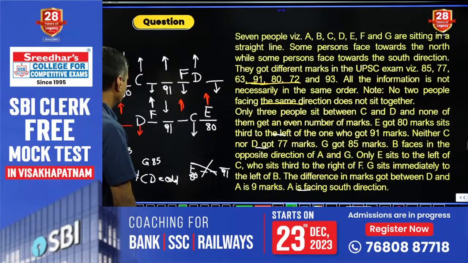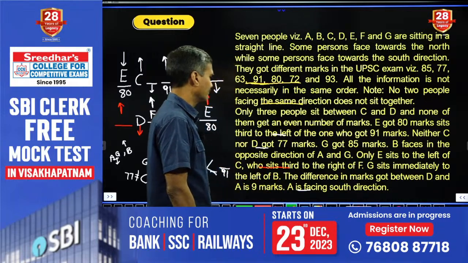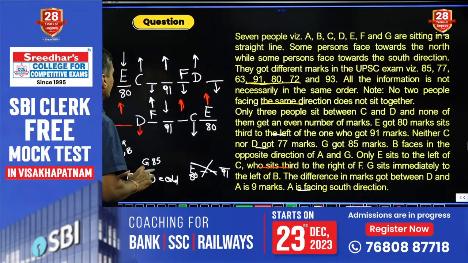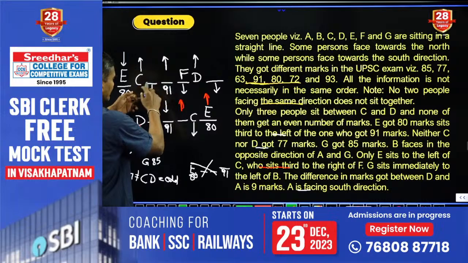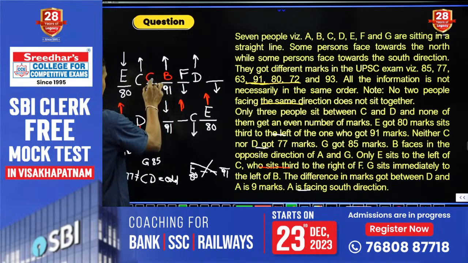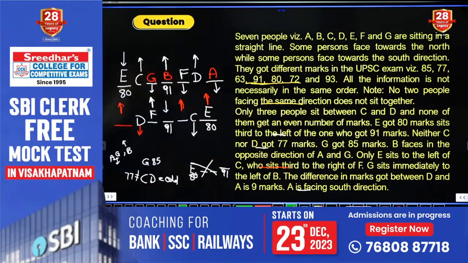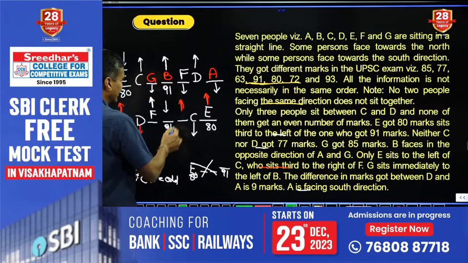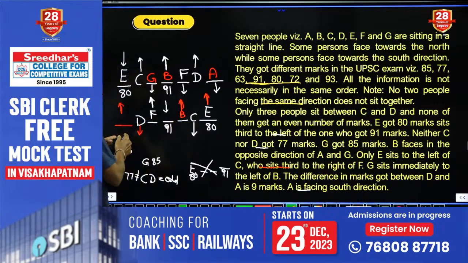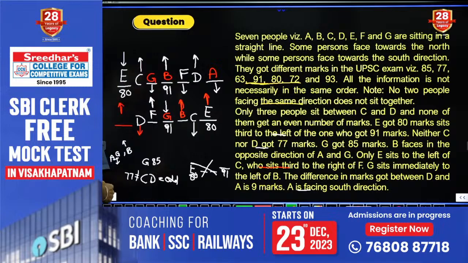Then coming back to this one, E sits to the left of C, C who is out to the right of F. G sits to the immediate left of B. Now G and B are adjacent to each other. G is to the immediate left of B. G and B, and B is facing towards north, B is here, and G is here. Then who is the person left over? A is the person left over. And coming back to this one, G is to the immediate left of B, and B must be here, because B is facing north. If B is facing north, G is to the immediate left of B, G is here. Right, G is to the immediate left of B.